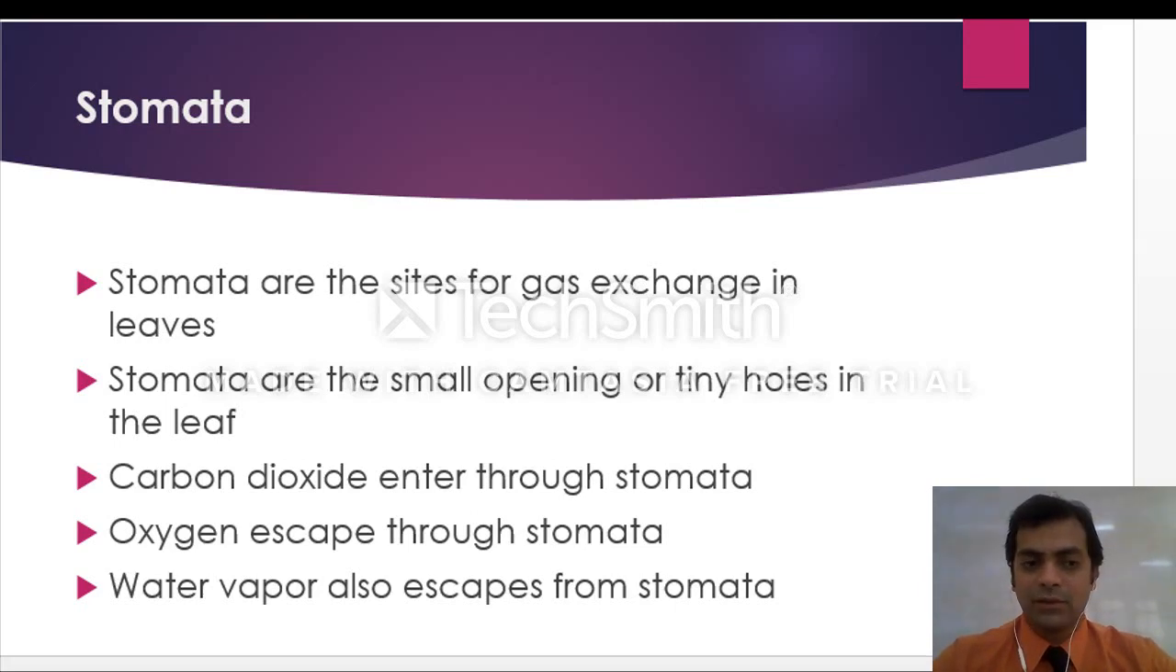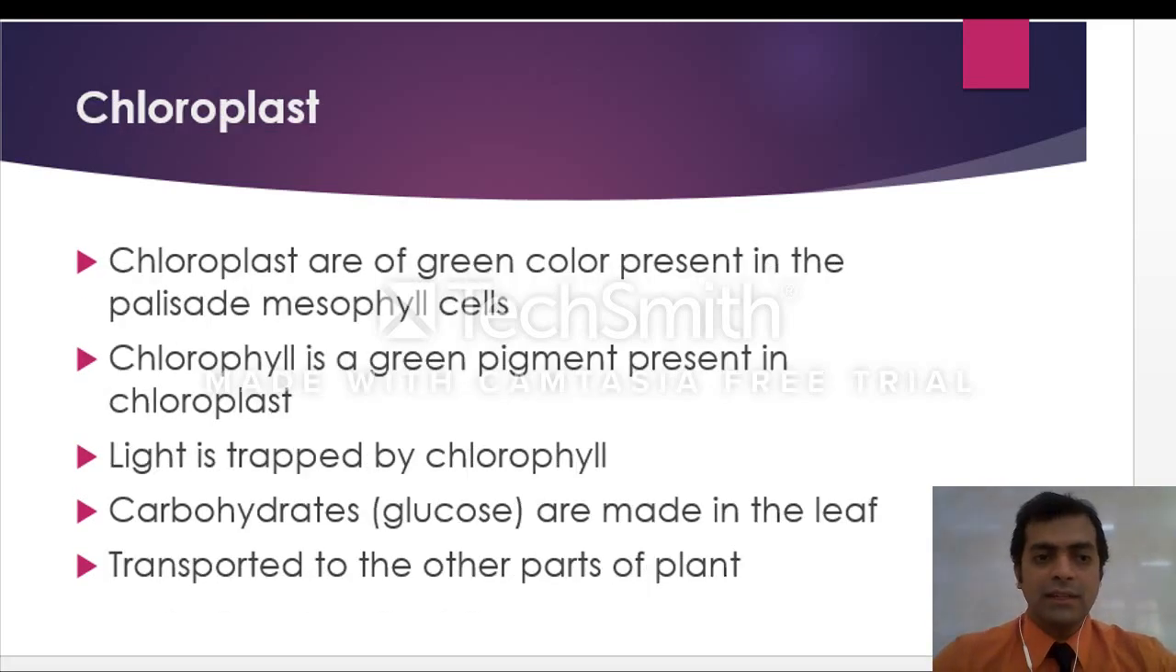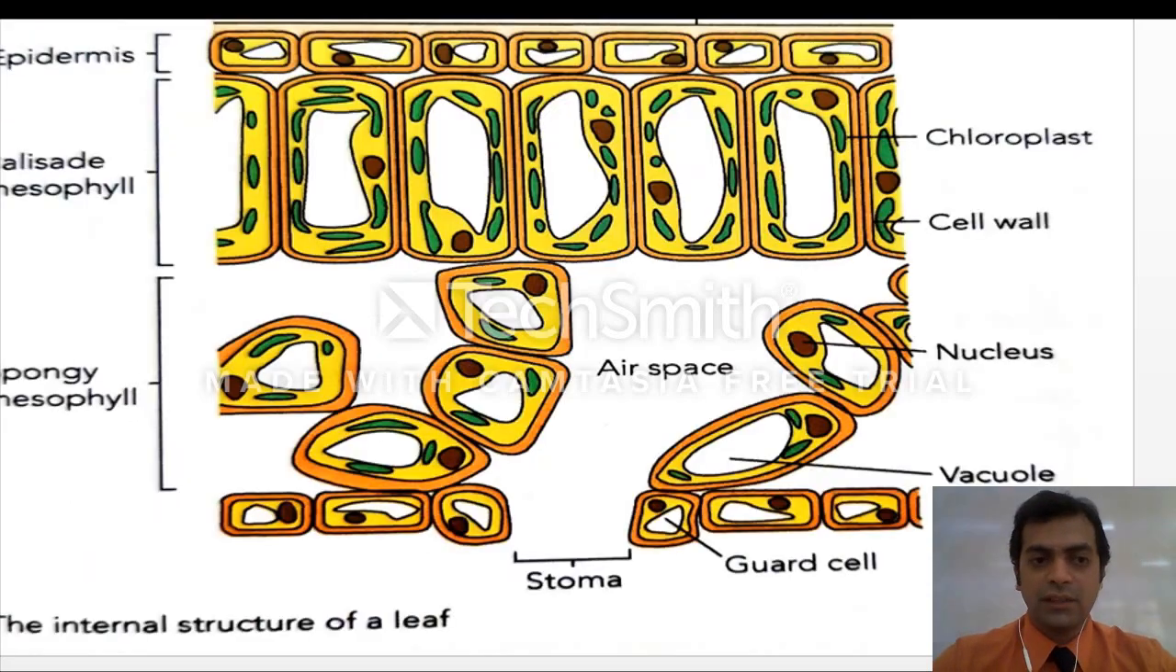So stomata, then the chloroplasts. These are the green color organelles which are present in the mesophyll layers, and they have chlorophyll, the green color pigment. Now just take a look at the structure of the leaf. It's very interesting to look at. If you can see, this is a waxy cuticle layer present in the epidermis. Epi means outer and dermis means layer. So this is the epidermis, the outer layer of the leaf.